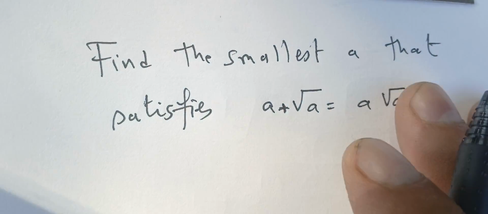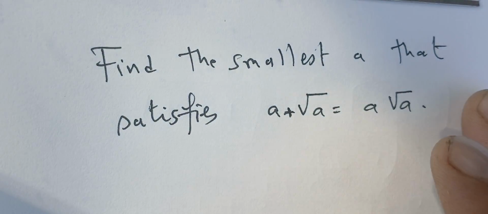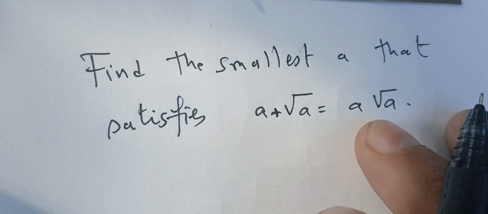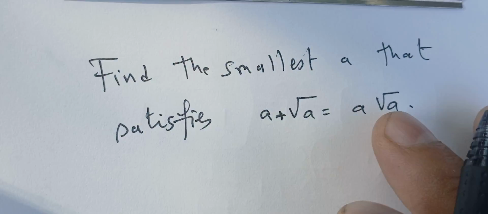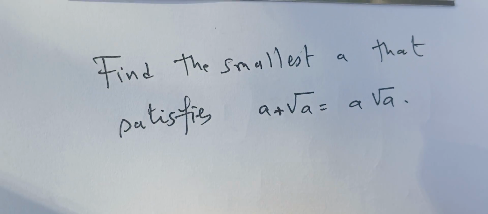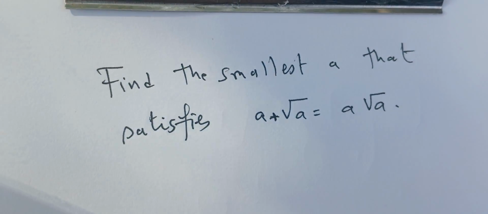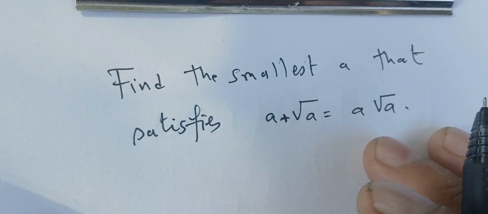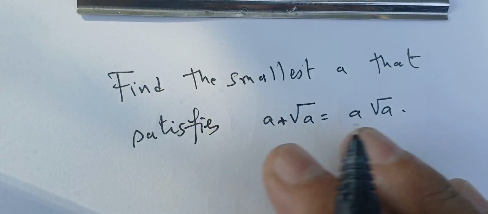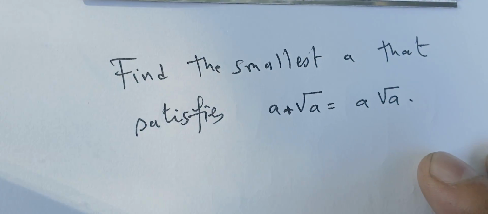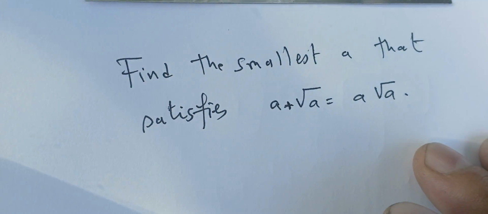In this problem, we want to find the smallest a that satisfies a plus square root of a is a times the square root of a. So here, to find this number, we can solve this equation. We can solve for a and see which one is the smallest one.